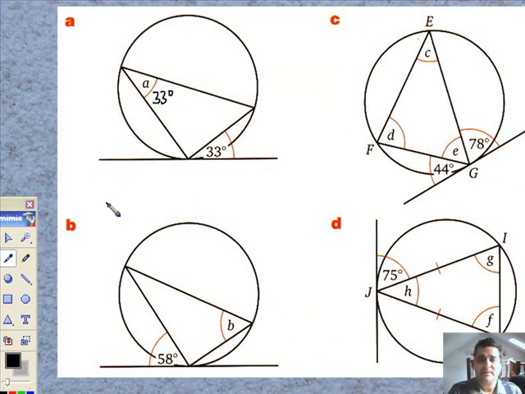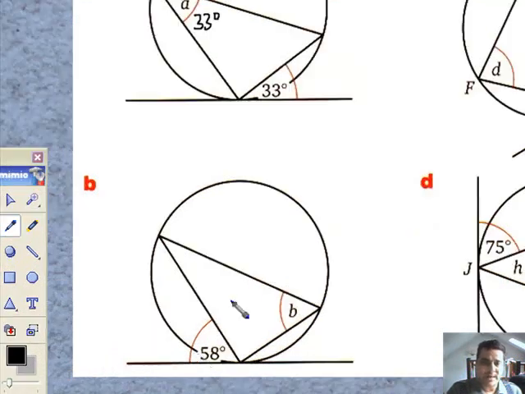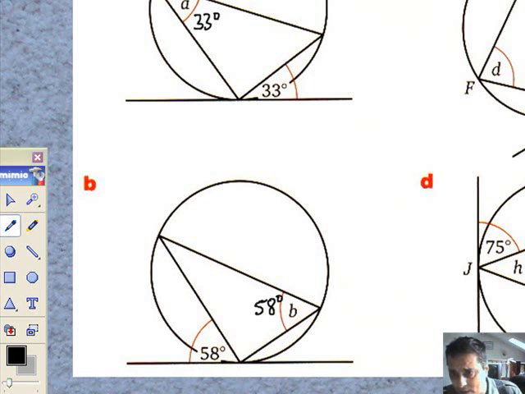Alternate segment theorem. What about here? Angle B, exactly the same. That's a 58. There's a segment here. This one right there, and this larger one is the alternate segment, and therefore we have an angle formed with the tangents and this chord here, and this is the alternate angle within the alternate segment, therefore that's also 58 degrees. Now C looks horribly complicated.